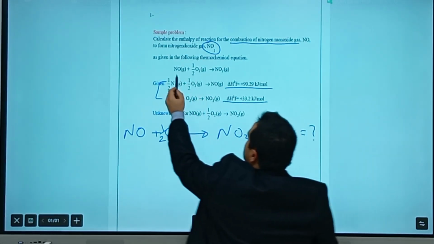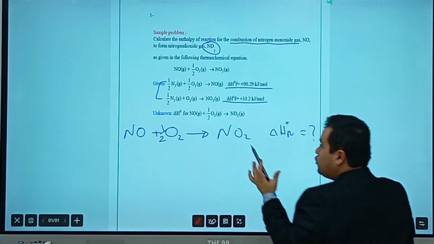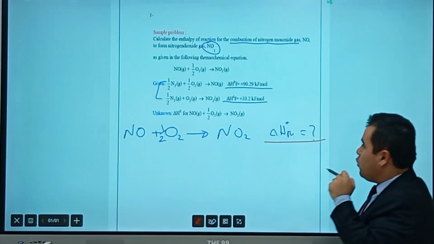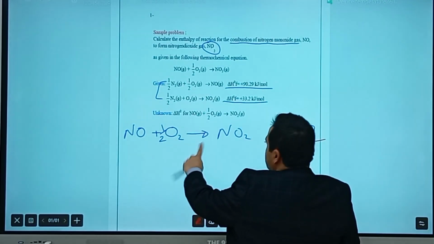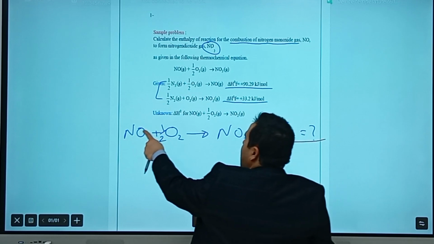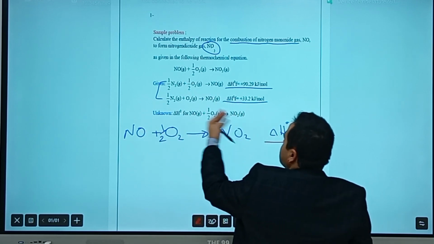The first one, what do we have in the main equation? How to know which one is the main equation? Always the one that's required is the main equation. We have NO, except the oxygen. We will not consider oxygens. NO and NO2.